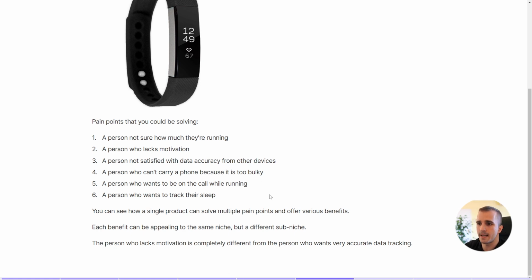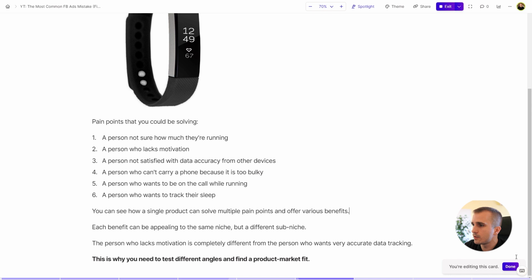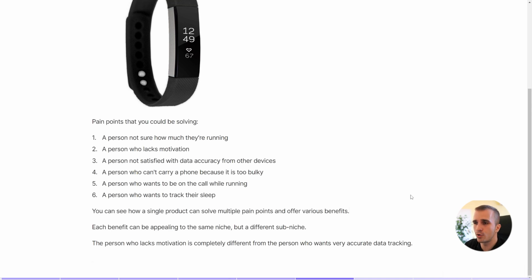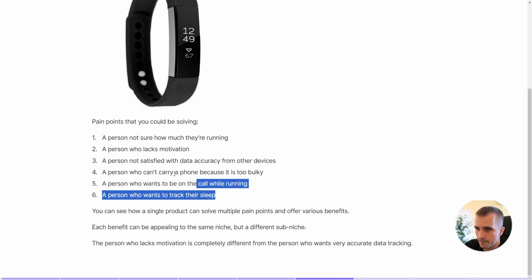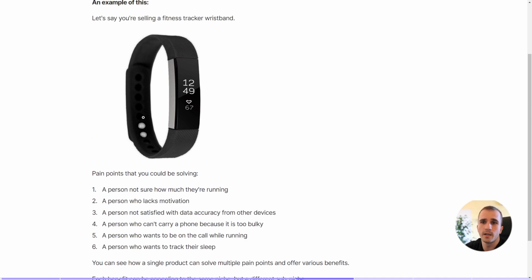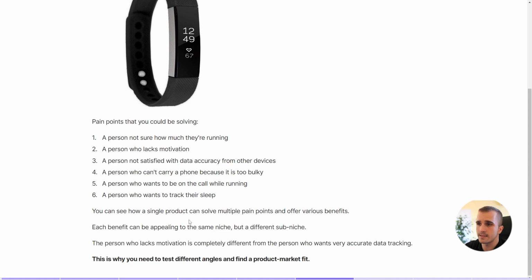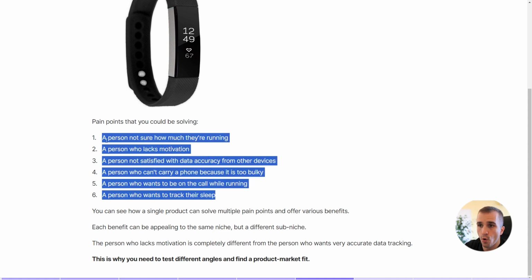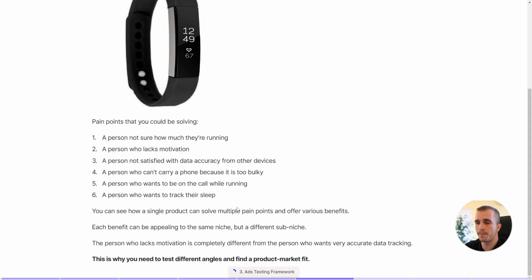A person who lacks motivation is completely different from a person who just wants very accurate data tracking, right? These are two completely different types of people, and for that reason, when you're crafting the ad for your brand, you need to craft completely different messaging for each type of person, even though you're selling one single product. That's why angle testing is important, because you can craft ads for all these different angles. Your job is to test all these different angles and see which angle fits your market best. This is what's called product market fit, and this is why you need to test different angles and find that product market fit.